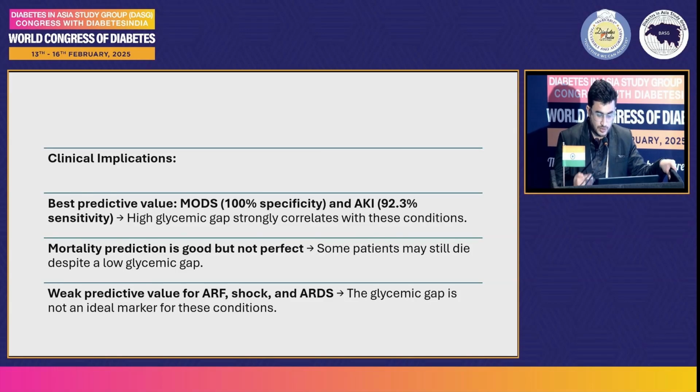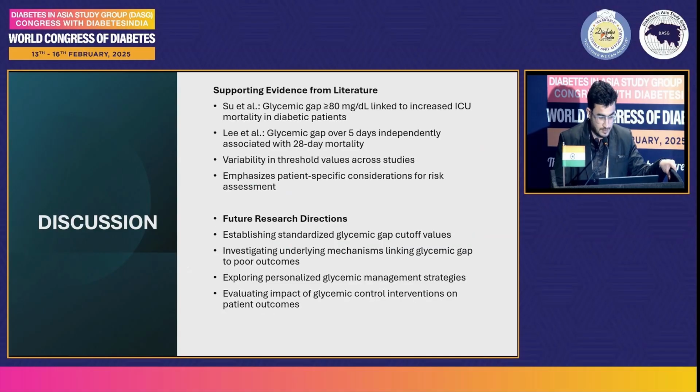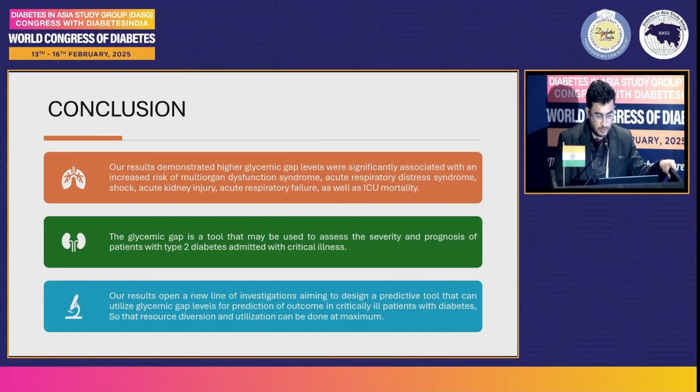Mortality prediction is good but not perfect. Some patients may still even die despite a low glycemic gap. Supporting evidence from the literature, Su et al., showed that glycemic gap more than 80 leads to higher ICU mortality in diabetic patients. While there were different threshold values across the studies, we need standardized glycemic gap cutoff values so that we can correlate the glycemic gap with the adverse outcomes and mortality.